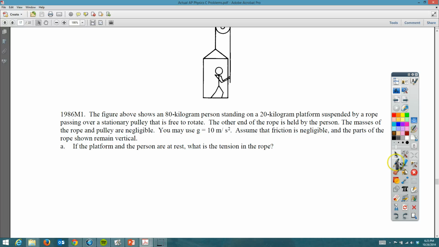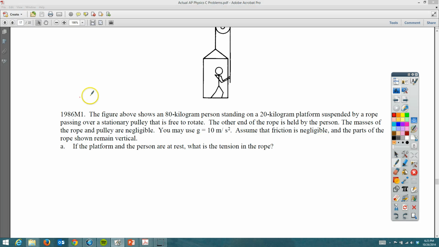Hey, it's Horner, and this is for AP Physics C, and this is 1986 M1. We have an 80 kilogram person, and we have a 20 kilogram cart. So this entire thing we know is 100 kilograms, which is kind of cool.